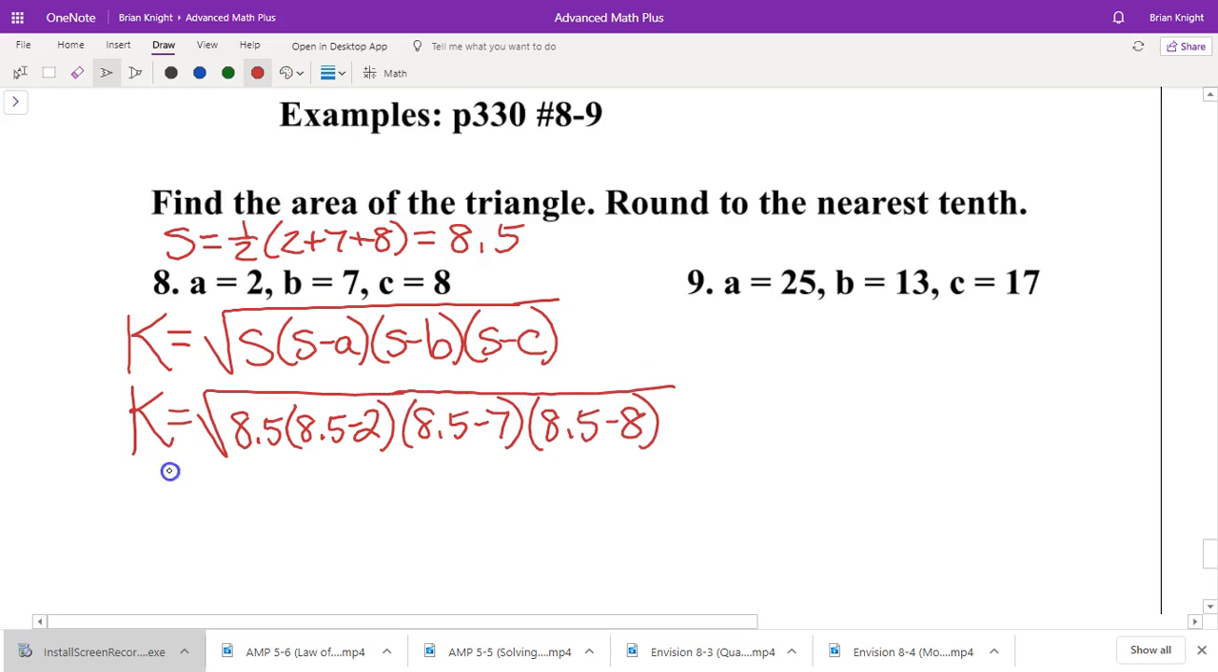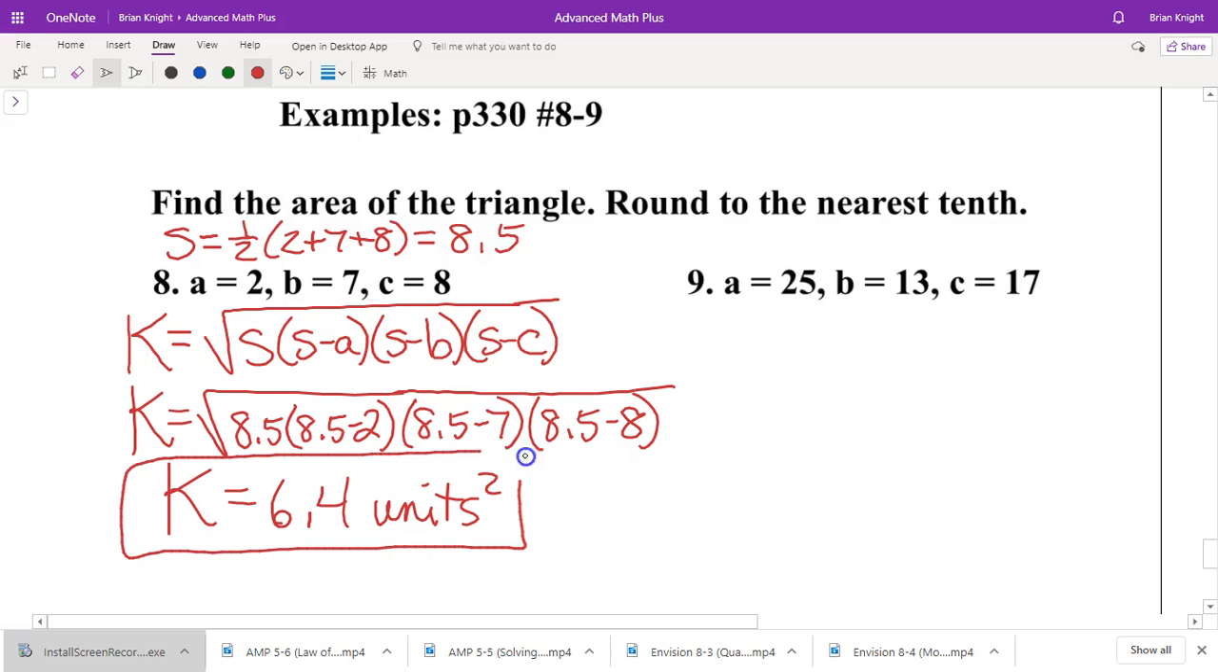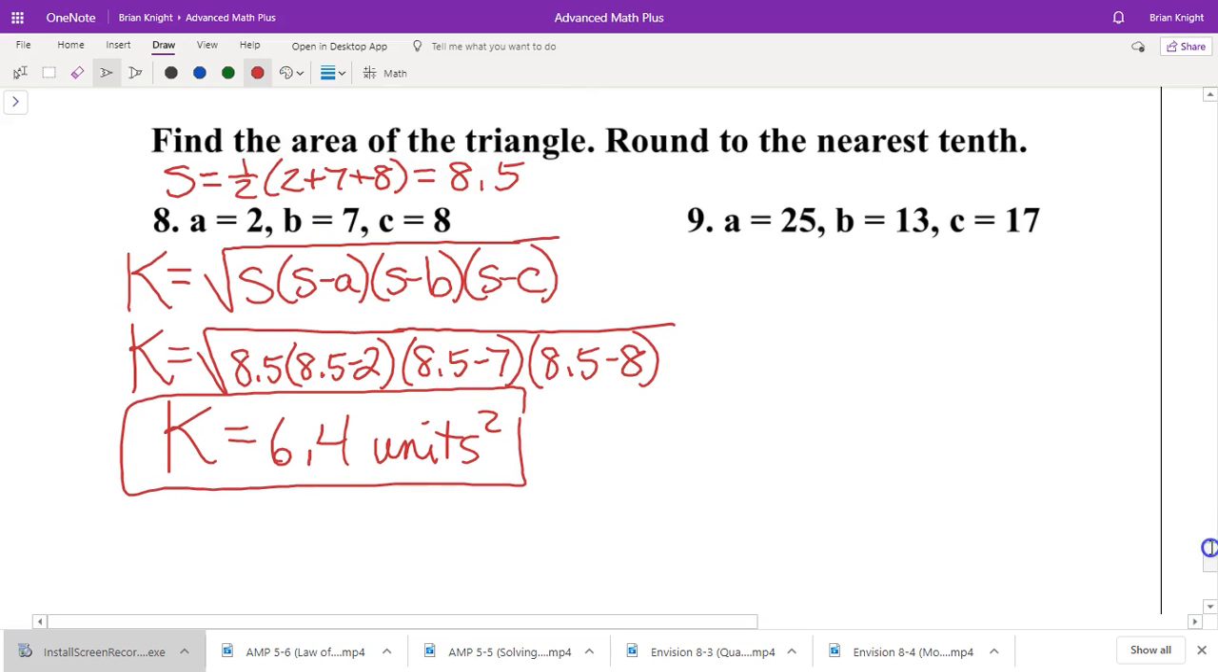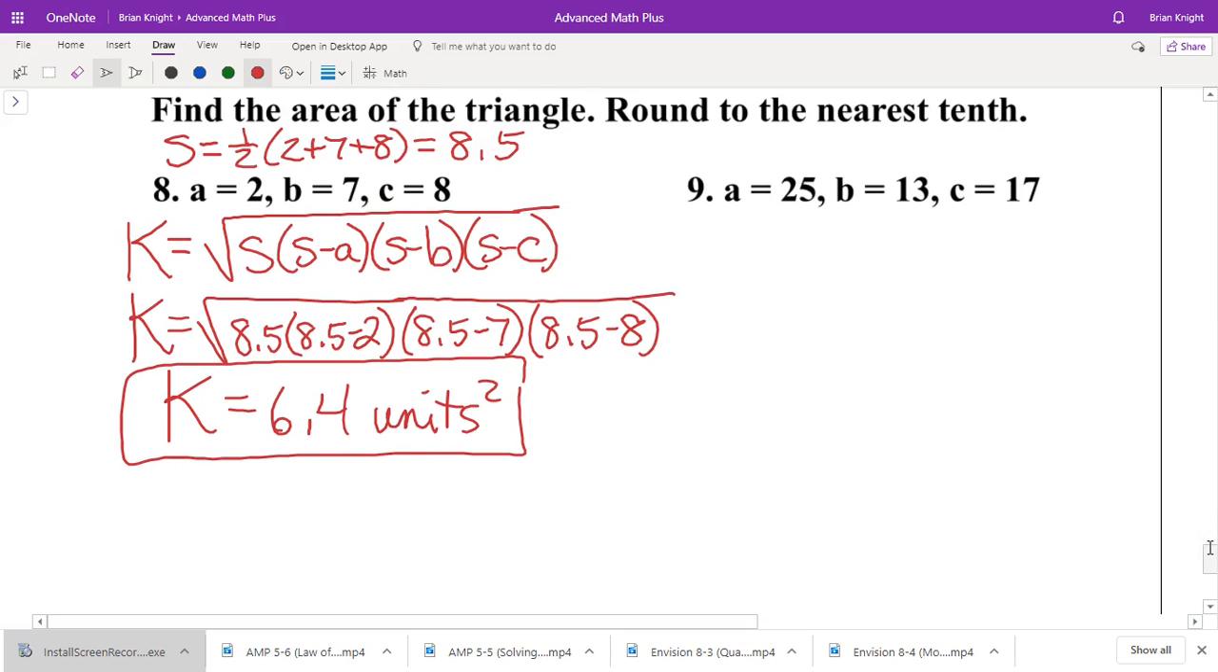You put all that in your calculator. The answer is 6.4, and it is square units because you are talking about area. Try number 9 when you get done. You said it's wrong to say unit square, but how do you say it? Square units. Yes.